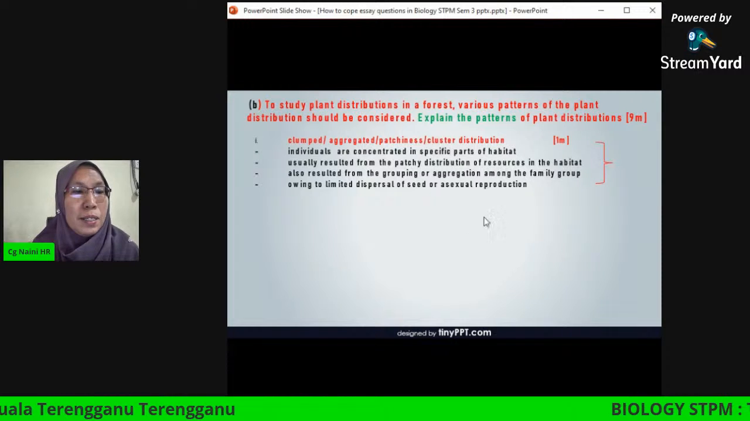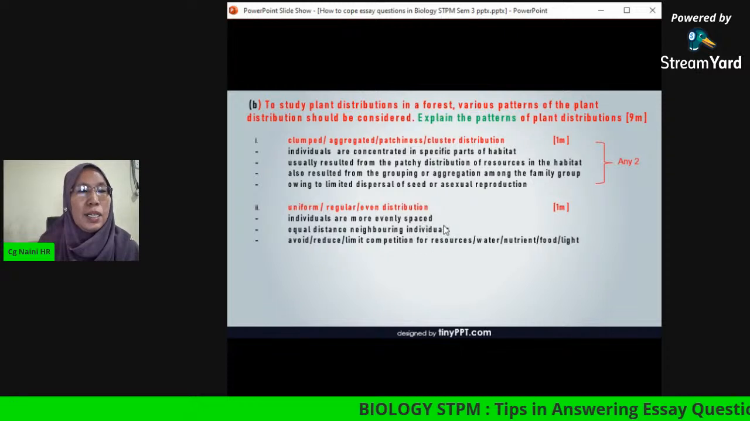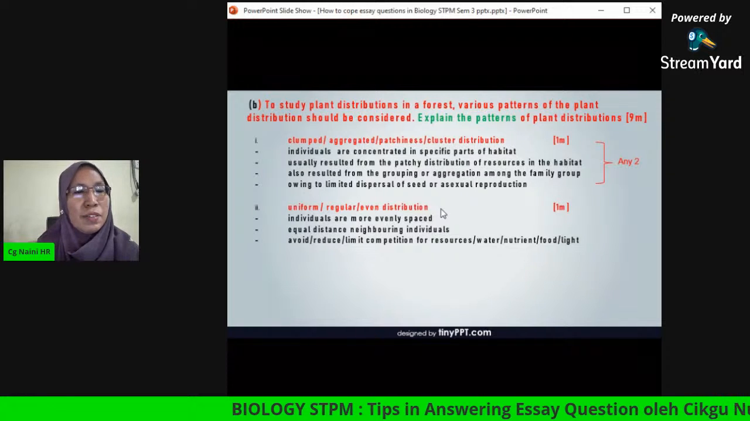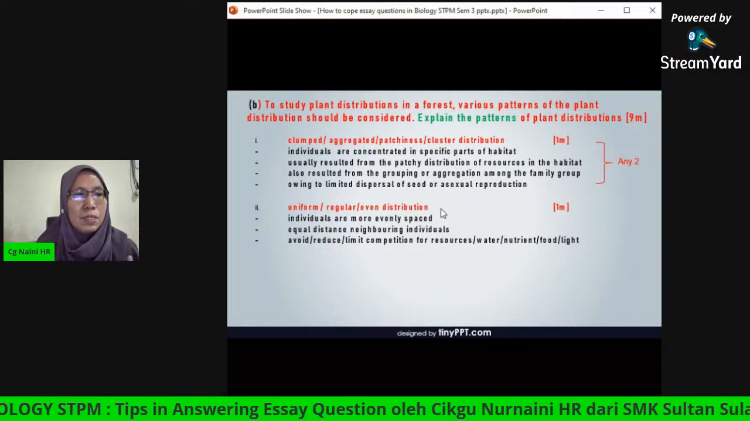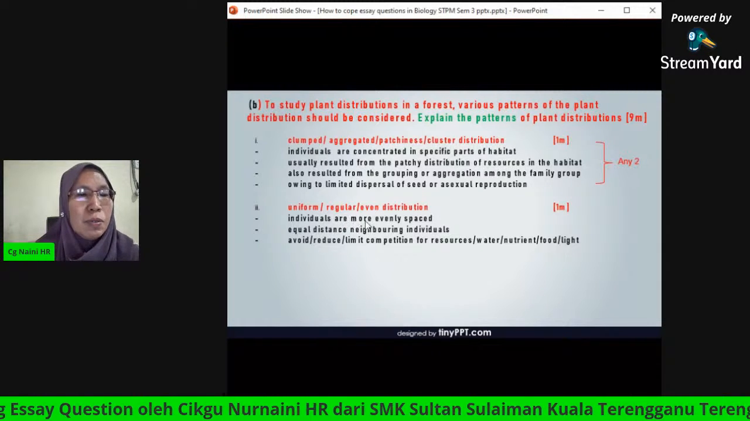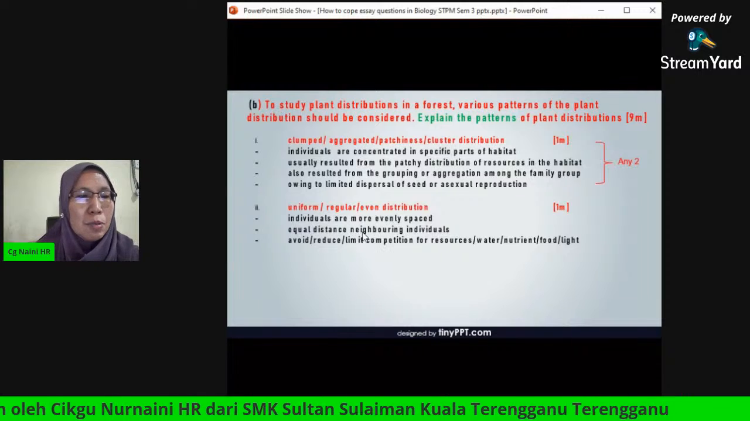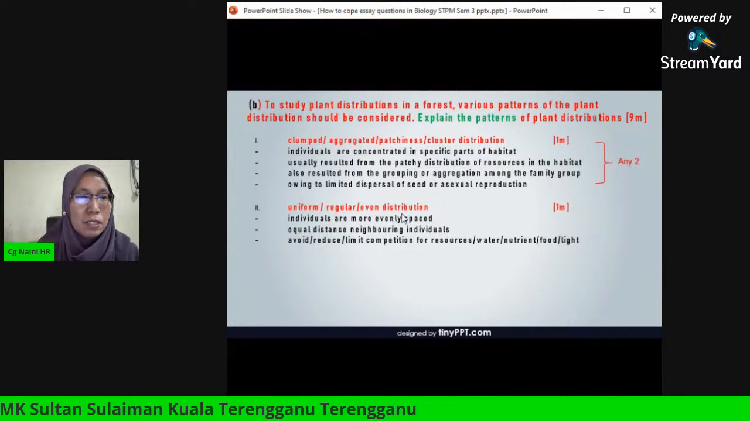Another pattern, uniform, regular, even distribution. Uniform means regular, we stick to the area. Individuals are more evenly spaced, equidistant from neighboring individuals, and so on. That's the explanation for this pattern.